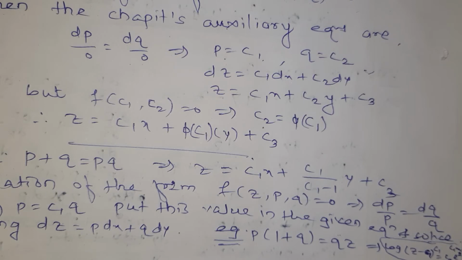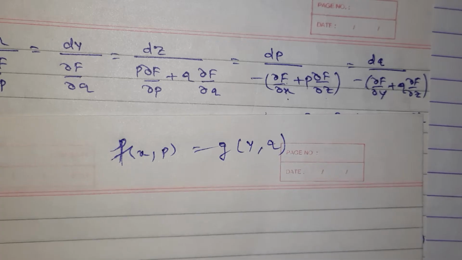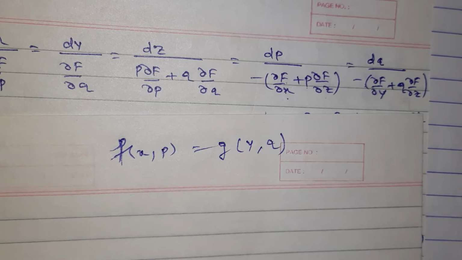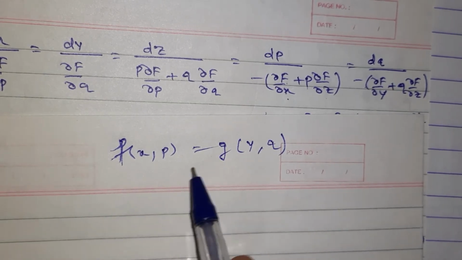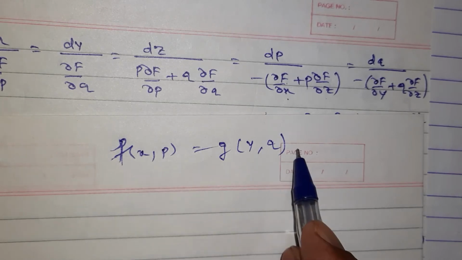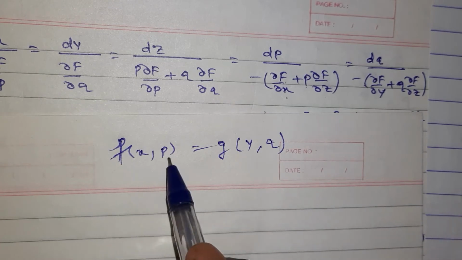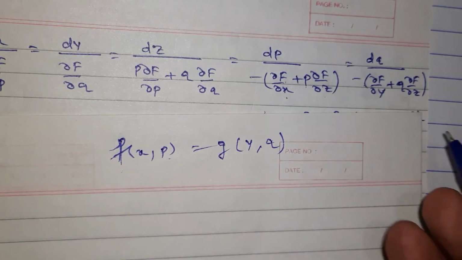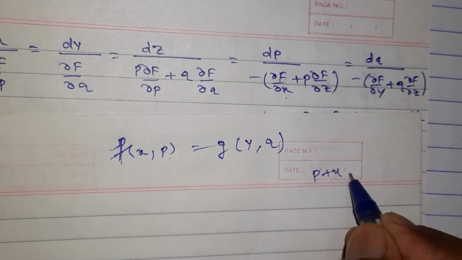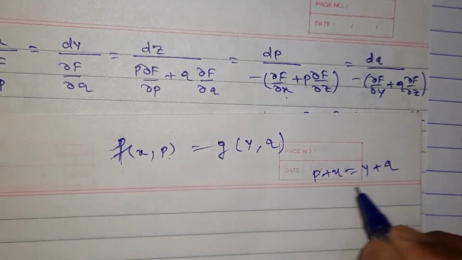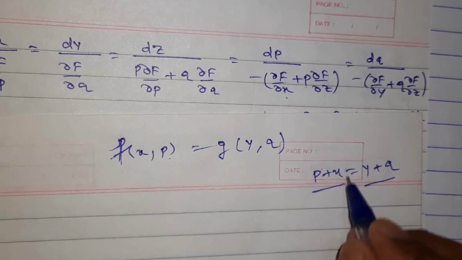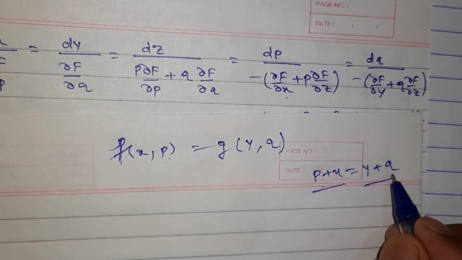Now, the third one: I can separate x and p, and y and q, just like this. So the third case is where z is absent. It means there is no z in the equation, and only p, x, y and q. These are the four variables, and they can be separated, meaning x and p on one side and y and q on the other side. Just like this equation, p plus x is equal to y plus q. On one side p and x, and on the second side y and q.